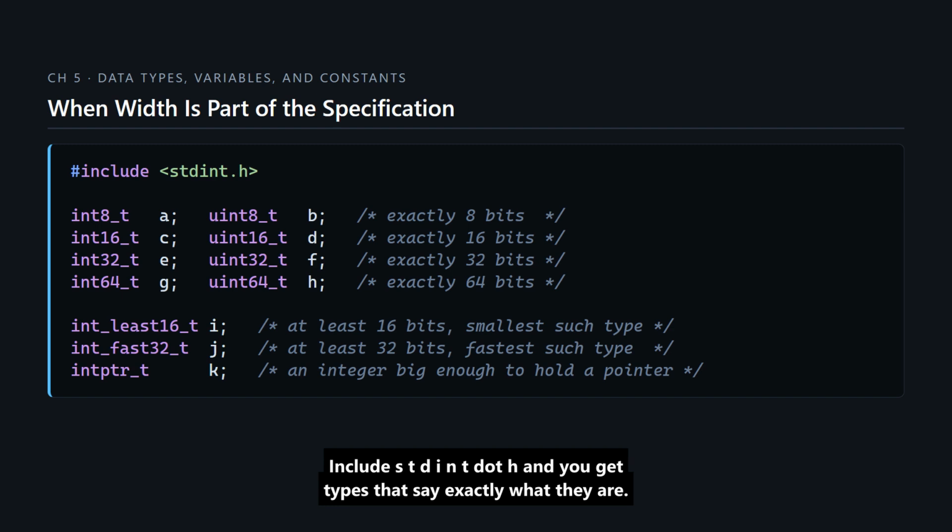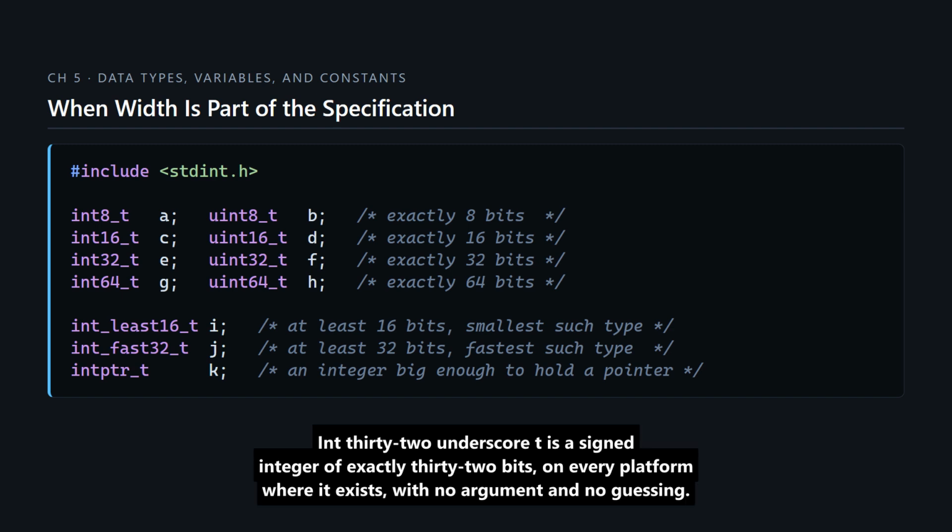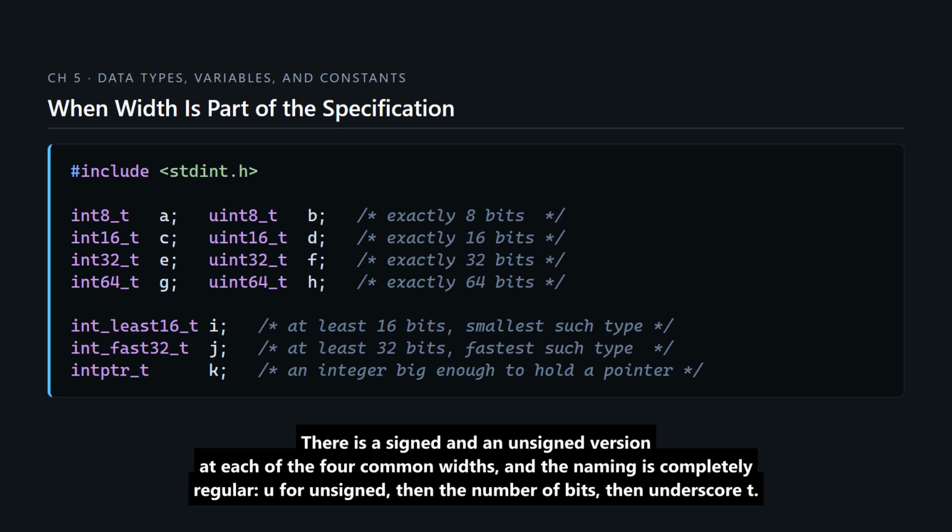stdint.h and you get types that say exactly what they are. int32_t is a signed integer of exactly 32 bits on every platform where it exists, with no argument and no guessing. There is a signed and an unsigned version at each of the 4 common widths, and the naming is completely regular. U for unsigned, then the number of bits, then _t.